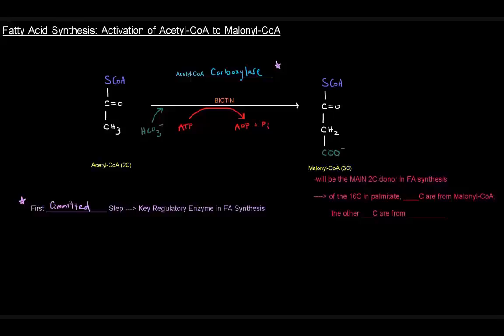And the reason why I say the main 2-carbon donor is because it's going to contribute almost all the carbons to the palmitate that we're going to be making. So of the 16 carbons in palmitate, 14 of those carbons are from Malonyl-CoA. The other 2 carbons are from acetyl-CoA. And that's because the first reaction, the first condensation reaction, brings an acetyl-CoA and a Malonyl-CoA together. After that, every single 2-carbon donor is a Malonyl-CoA.